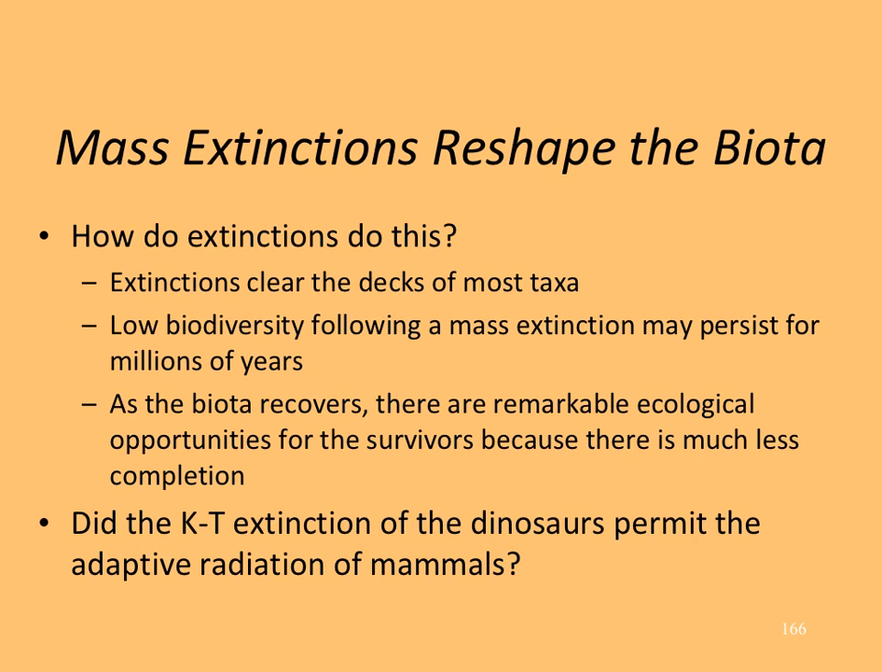So, extinctions, they clear the decks. You have all these species and a big tidal wave comes across and everything's wiped away, maybe a few things hang on. And then that low biodiversity may persist for a long time, but eventually the remaining taxa, the ones that made it through, are the ones that then start filling up all the niches again. So that's one way you get adaptive radiations.